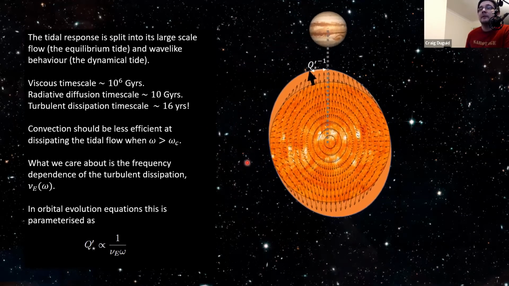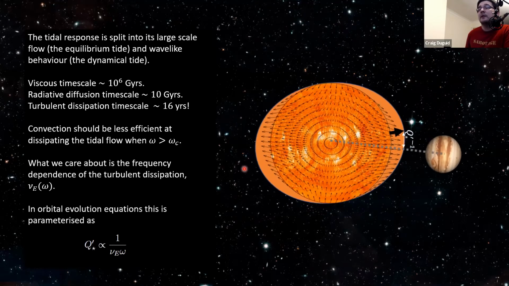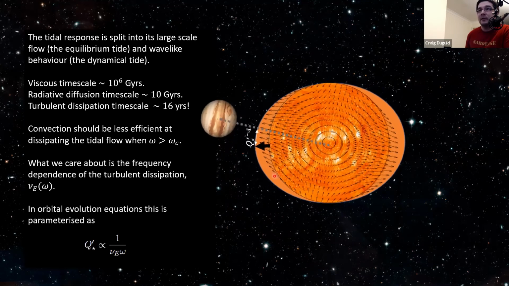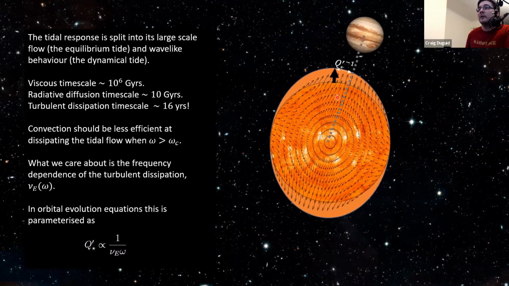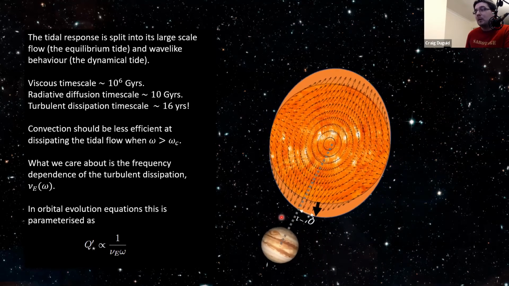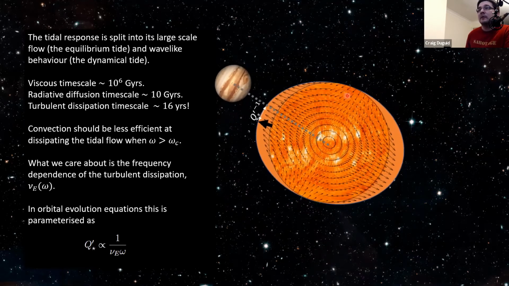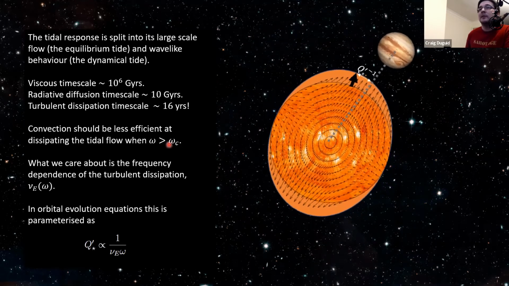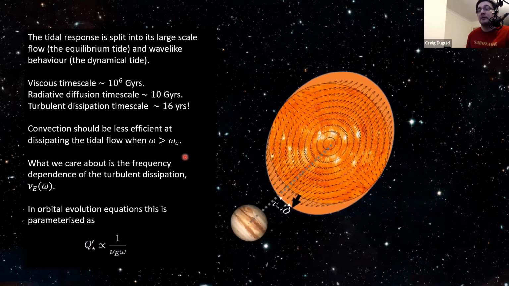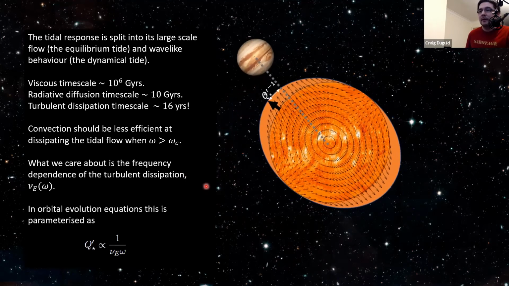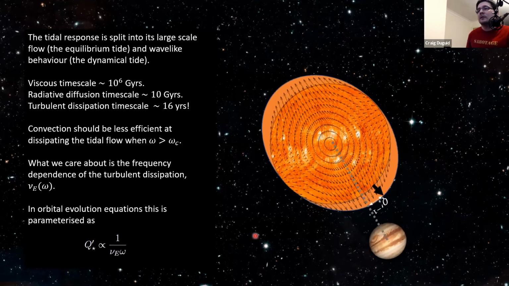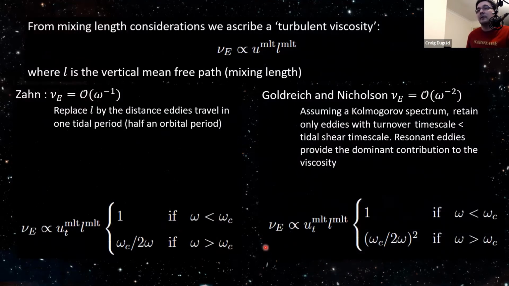Classically, what's thought to have been the dominant mechanism for tidal dissipation is the interaction between the large-scale tidal flow and the turbulent convection within the convective region of the host star. But it's been recognized that when the tidal frequency, the frequency of the orbit of the planet, is larger than the convective frequency, then the efficiency of this mechanism to dissipate the tidal flow would be reduced, so it would be less efficient. But how strongly the efficiency should be reduced has been a debate. So I'll go through the theoretical grounds for this.